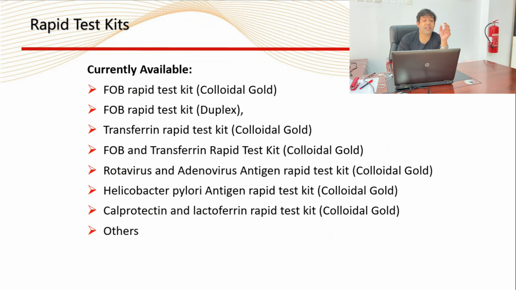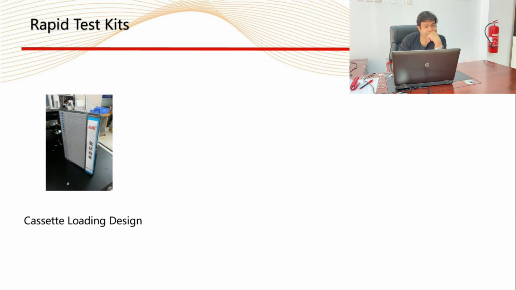Okay, these are the current available tests. FOB rapid test kit, which is colloidal gold, duplex we have, transferrin rapid test, colloidal gold, FOB and transferrin rapid test kit, rotavirus and adenovirus antigen rapid test kit, Helicobacter pylori, and calprotectin and lactoferrin rapid tests, and there are some others as well.